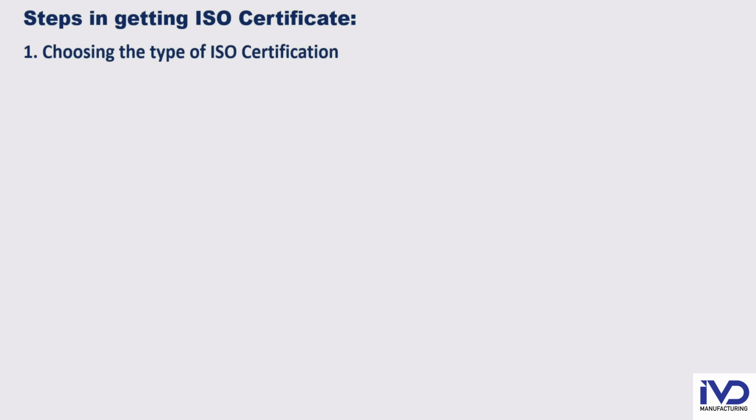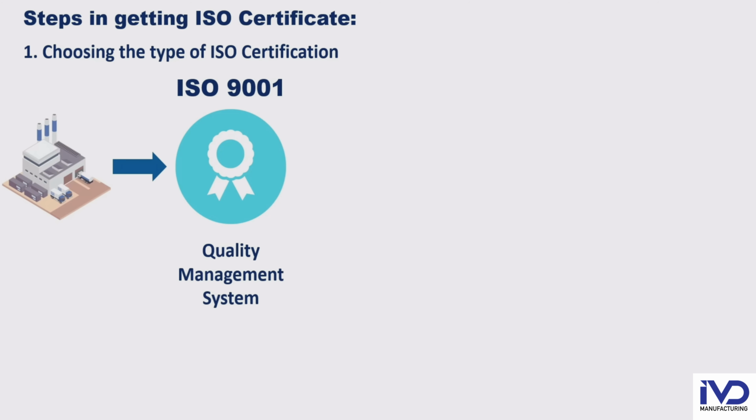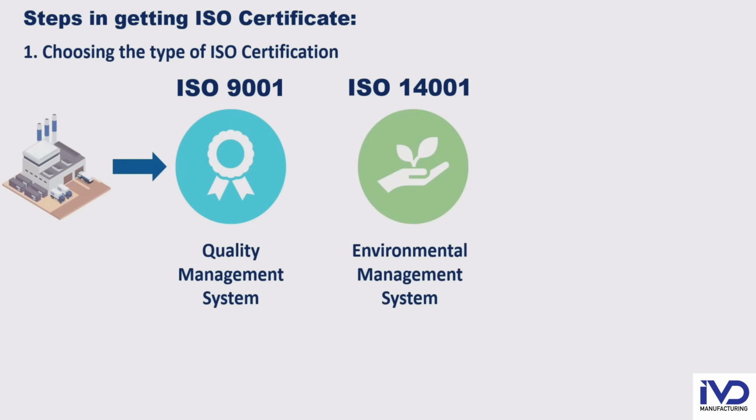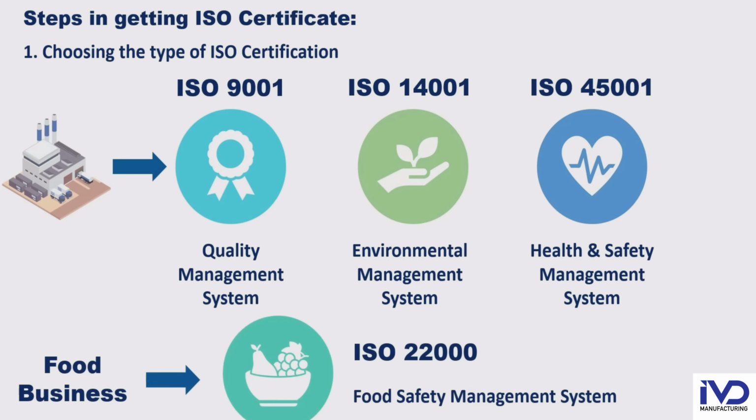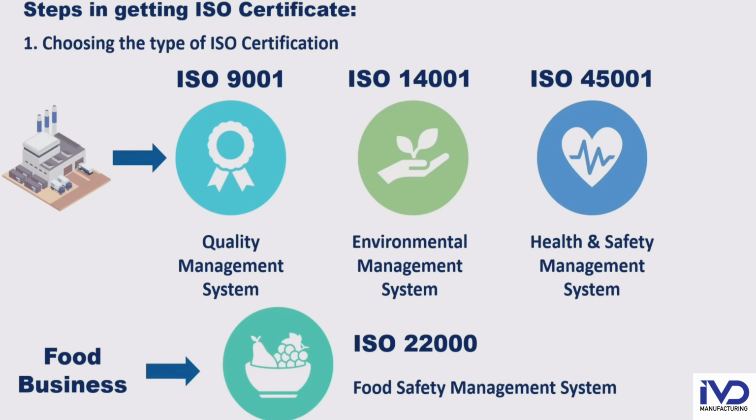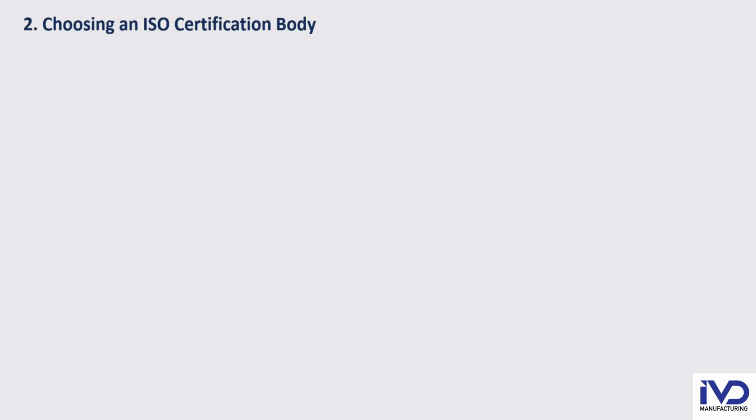Steps in getting the ISO certificate. First step, choosing the type of ISO certification. It mainly depends upon the manufacturer requirement, whether it should go with ISO 9001, ISO 14001, or ISO 45001. Food business mainly goes with ISO 22000, which is the Food Safety Management System.